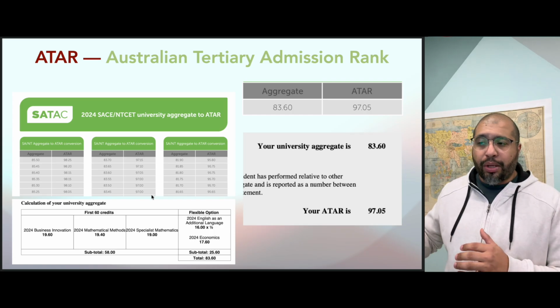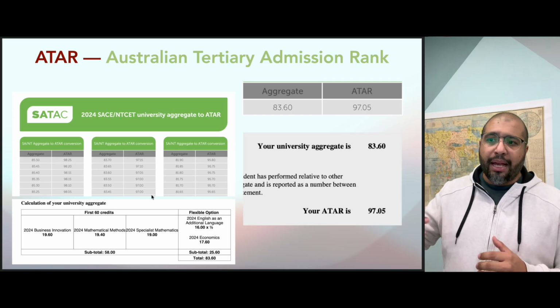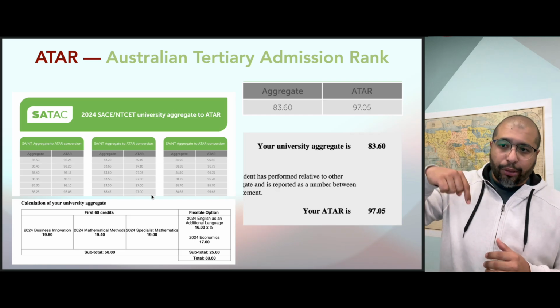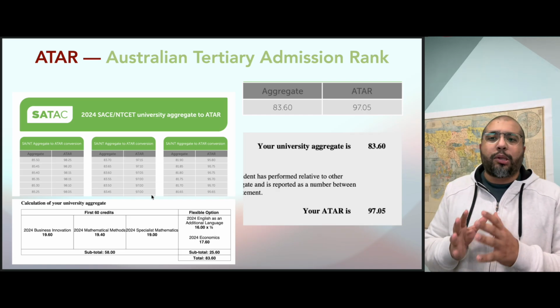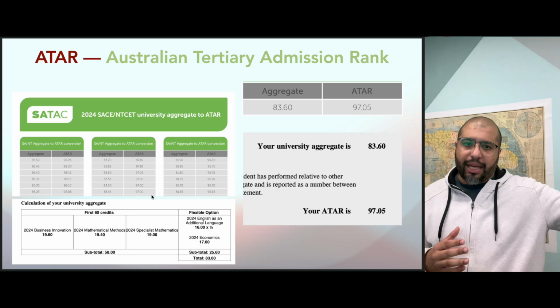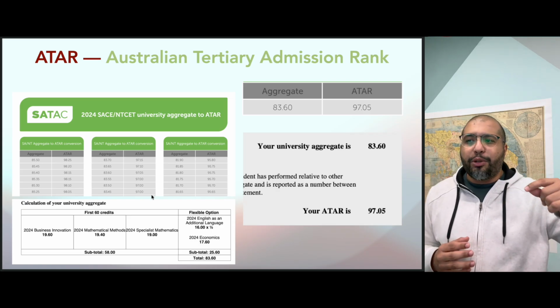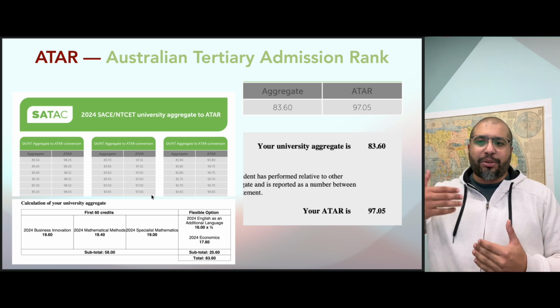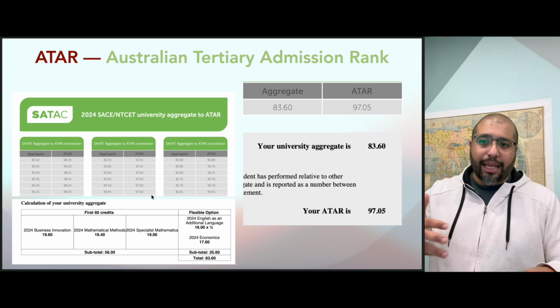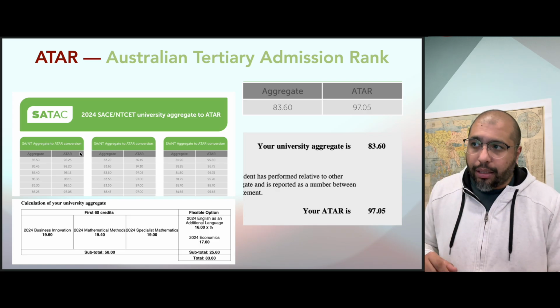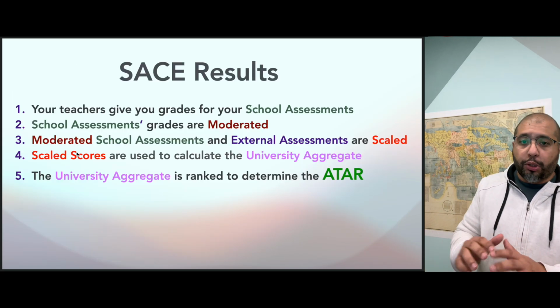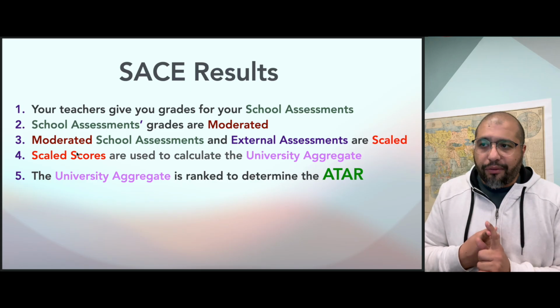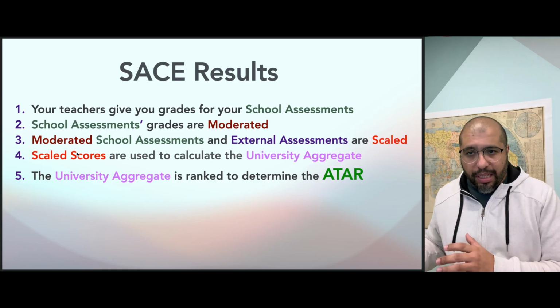In other years, the same University Aggregate can have a higher or a lower ATAR. It all depends on how other students performed in that year. So, we can never use the rankings from previous years to accurately determine the ranking in the future. Each year is different.